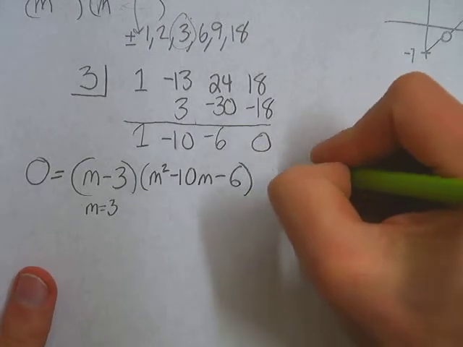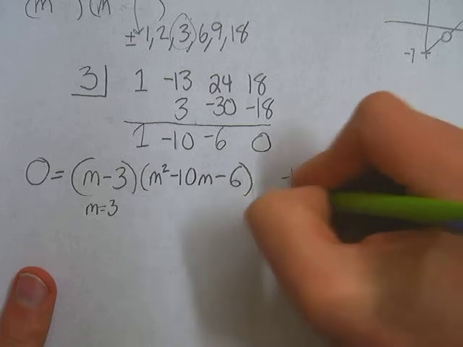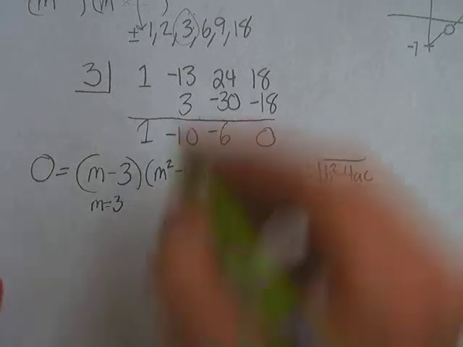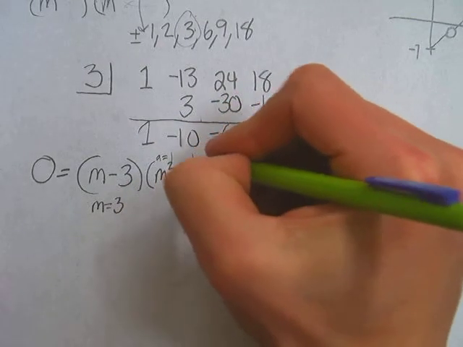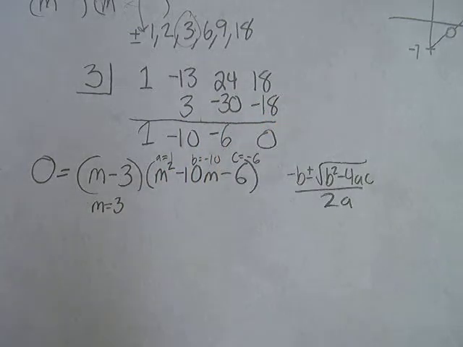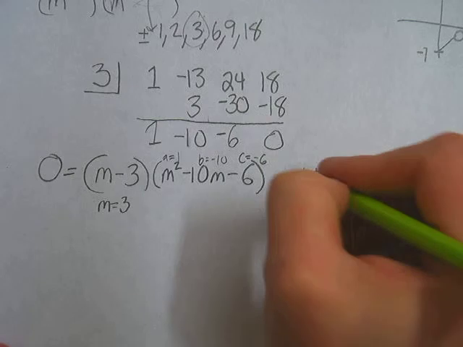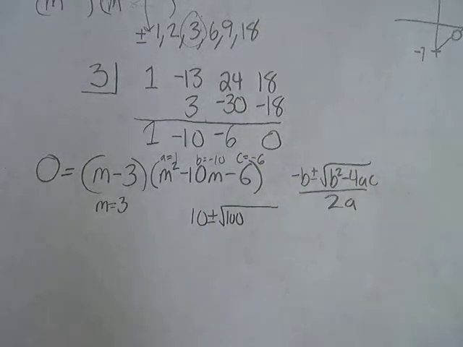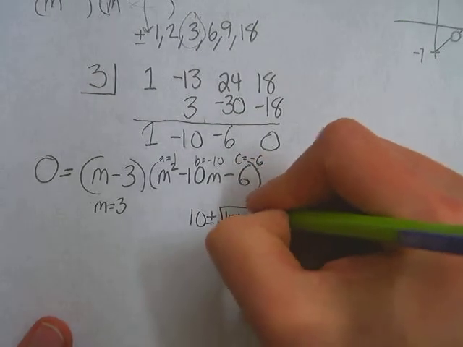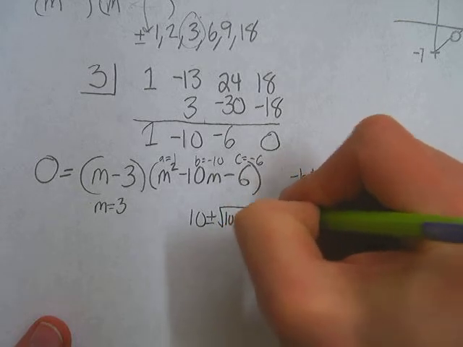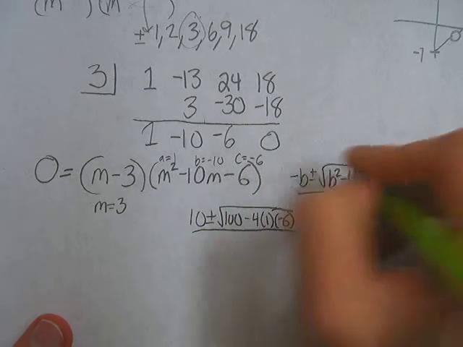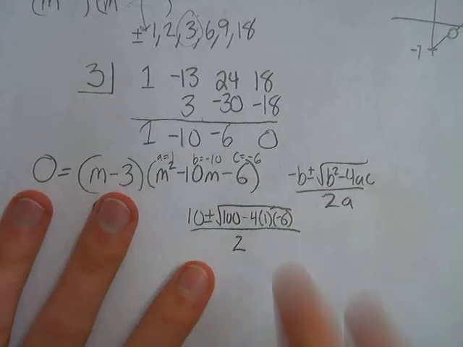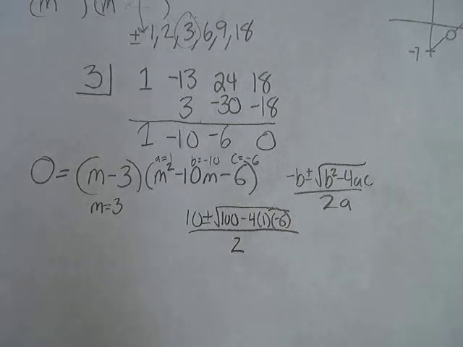Negative b plus or minus the square root of b squared minus 4ac all over 2a. This guy is a buddy. We're going to plug stuff into this. Remember, our a is 1 here, our b is negative 10, and our c is negative 6. So I'm going to get negative negative 10, so 10, plus or minus the square root of 100, which is negative 10 squared, minus 4 times 1 times negative 6, all over 2a, which is just 2. And these two answers are the other two solutions to my problem.